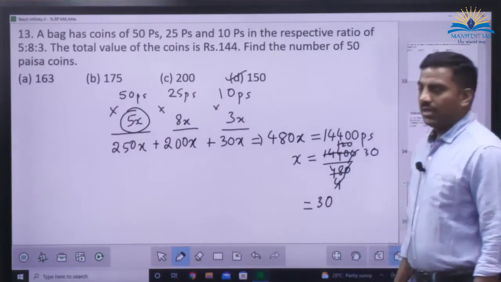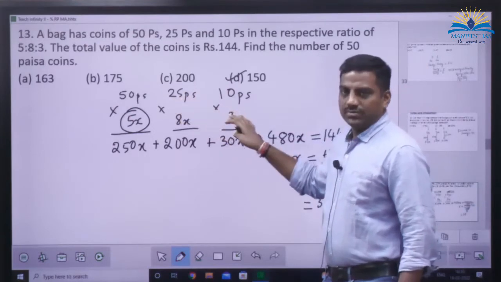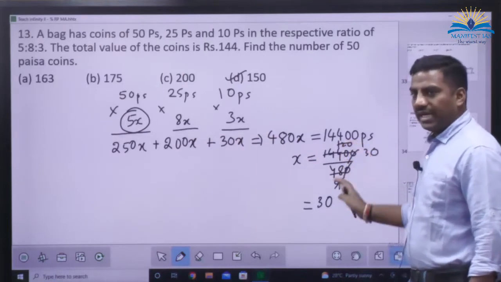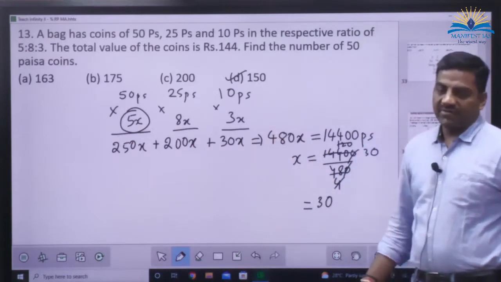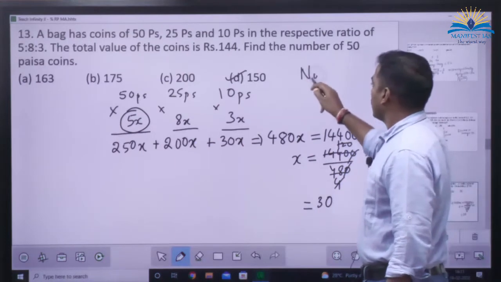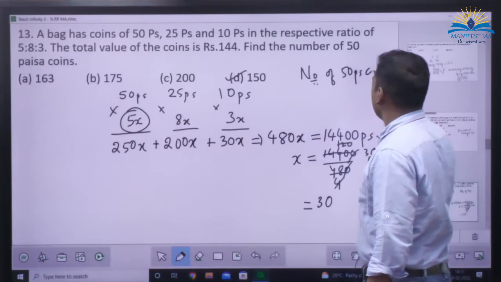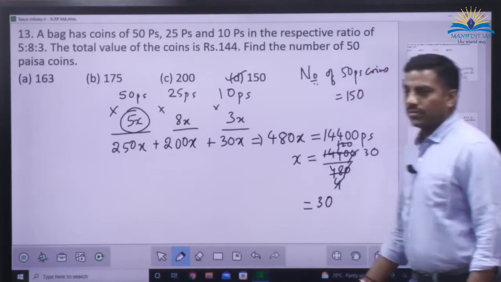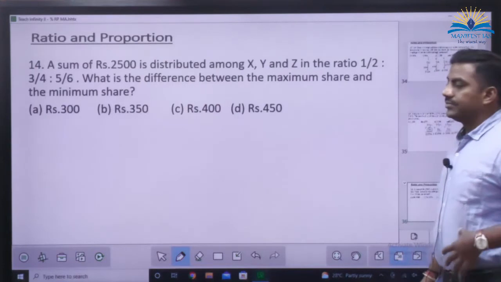Fine. Here two things: number of coins and values. So total value is 144, which gives you x. And number of coins of 50 paisa is 5x. So 5 into 30, 150. So the number of 50 paisa coins is equal to 150, because that is 5x. Next.